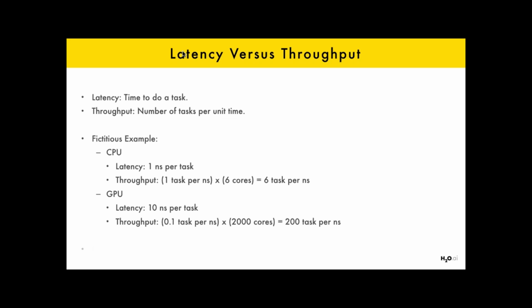So the throughput would be, let's say you have 6 cores, 1 task per nanosecond, 6 cores. You can do 6 tasks per nanosecond. That's really good. That's really small latency, you can do stuff. The GPU is actually 10 times slower. Let's say it's 10 nanoseconds per task, right? So it's 10 times slower, but you've got dramatically many more cores. So per unit time, you actually get a ton more work done, right? That's really what it comes down to.